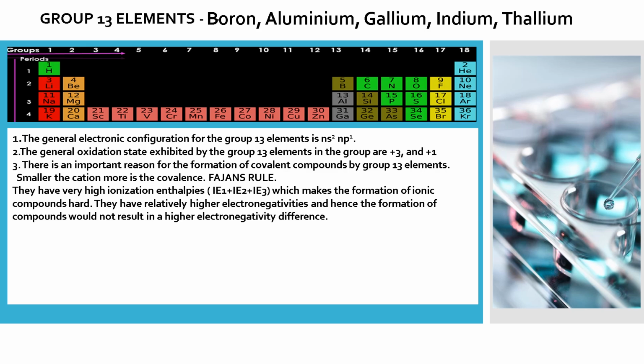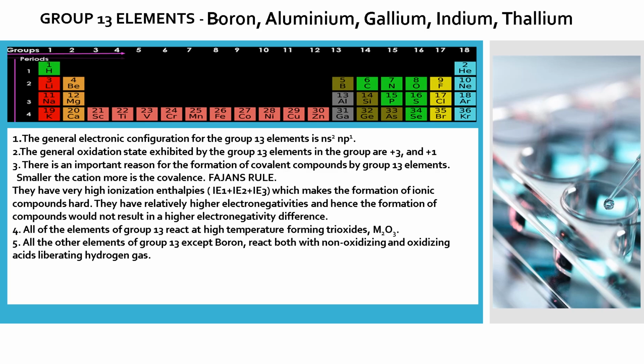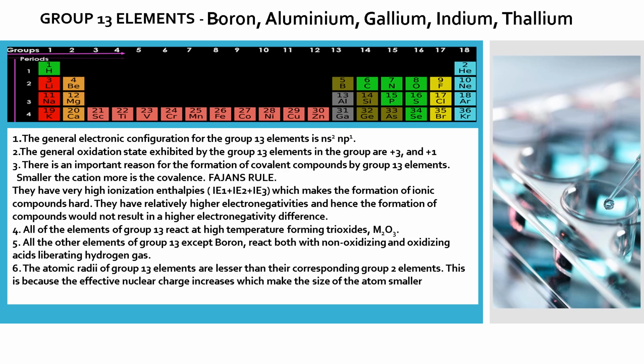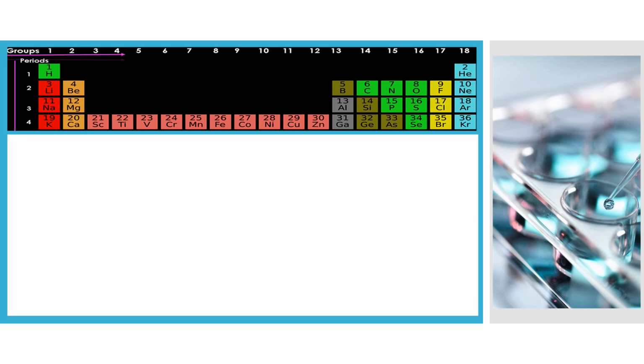All the elements of group 13 react with oxygen at a high temperature to form trioxides, normally with the formula M2O3. All elements of group 13 except boron react with both non-oxidizing and oxidizing acids, liberating hydrogen gas. The atomic radii of group 13 elements are lesser than their corresponding group 2 elements. This is because the effective nuclear charge increases, which makes the size of the atom smaller. The electronegativity first decreases from boron to aluminium and then increases from aluminium to thallium.